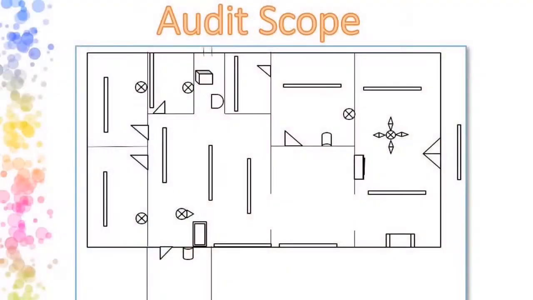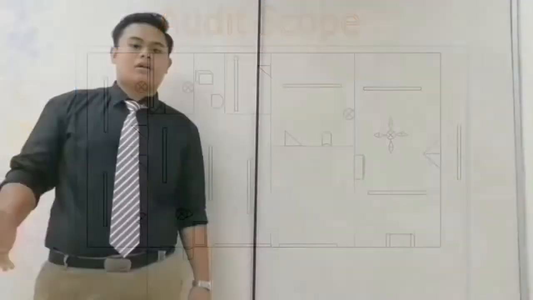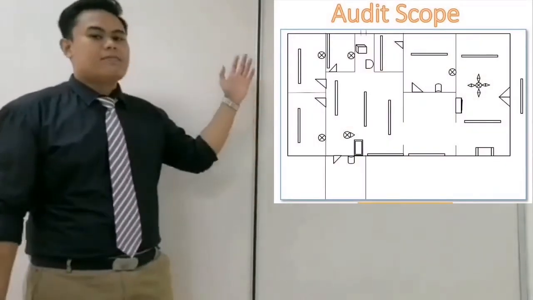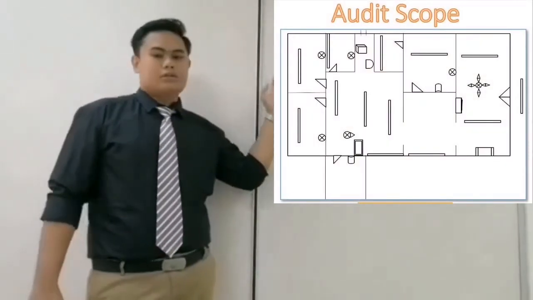Today I want to present about audit scope. My audit scope is at Chandler, Kedah. The address is 78 Kampung Baru, Pekanbaru, Chandul. This is a plan of the house.